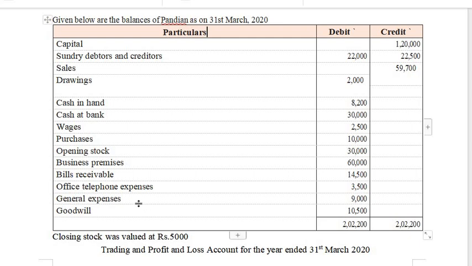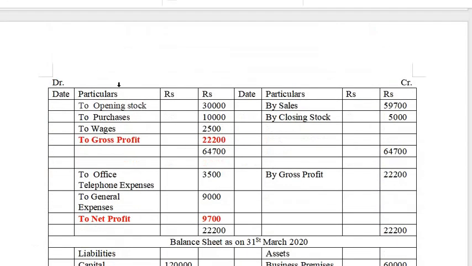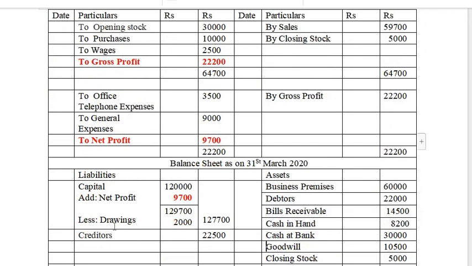Drawing is an asset, even though you have to adjust it against capital only, because this is related to the particular owner of the business. He has drawn the amount for his personal purpose. That's why we have to adjust the capital. So the 2,000 drawing you have to subtract from your capital. See here, I am subtracting 2,000 from 1,29,100. The balance I am getting is 1,27,100.